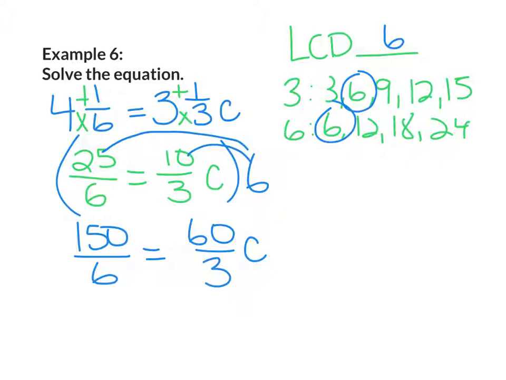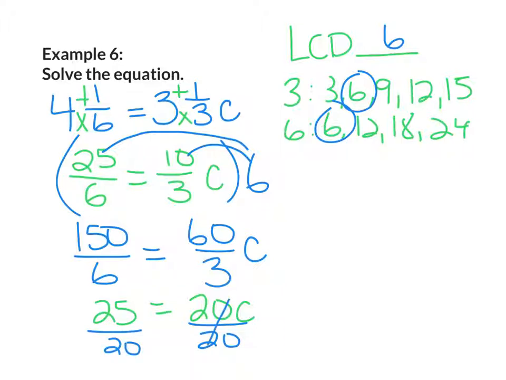So now I'm going to divide. 150 divided by 6 will give me 25. And then 60 divided by 3 will give me 20c. I'm going to divide because I noticed that 20 times c is multiplication. So the opposite of multiplication is division. So I'm going to divide both sides by 20. This side's going to cancel out because 20 divided by 20 gives me 1. So I'm going to be left with 25 over 20 equals c.